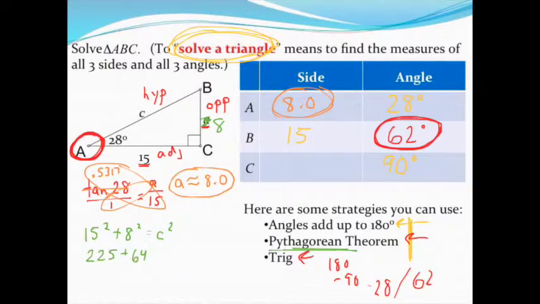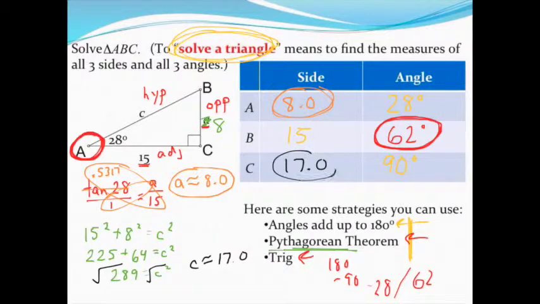So 225 plus 64 would equal C squared. Add those together and I get 289 equal to C squared. Remember, as your final step with Pythagorean Theorem, go ahead and take the square root of both sides. 289 is a perfect square, so we end up with C, I'm going to put approximately because remember we had rounded. So it's about 17.0. So I'll get that in my chart. And look at that, we've got the triangle solved. We know all 3 things about that triangle.